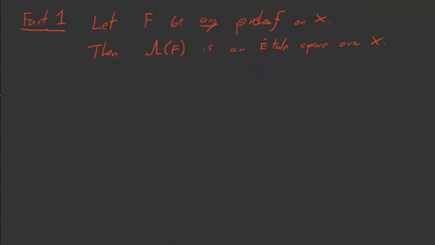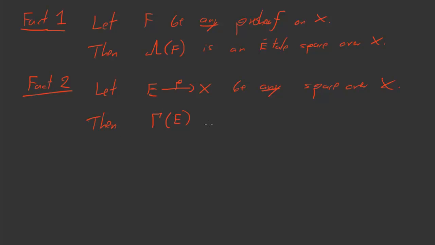And the similar fact is true for gamma. So this is fact the second. Let E, via P, be any space over X. So not necessarily an Etale space, just some random space over X. Then you can guess: gamma of E is a sheaf on X.